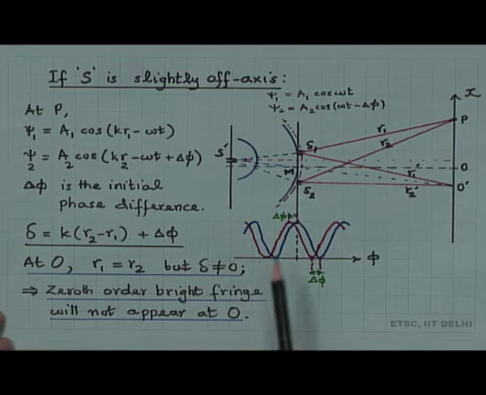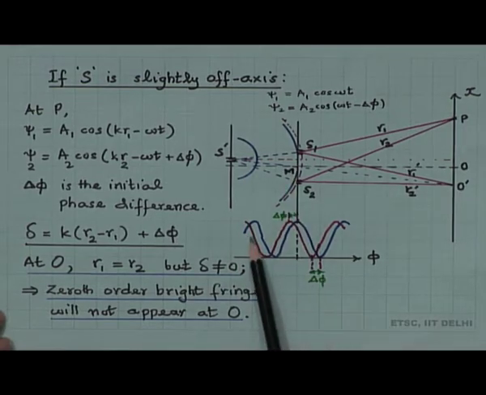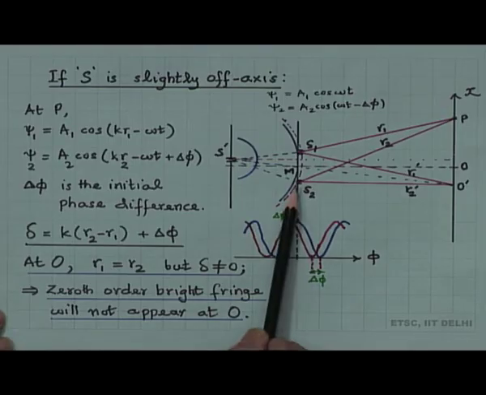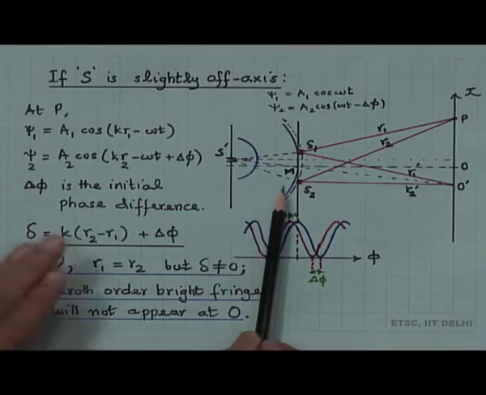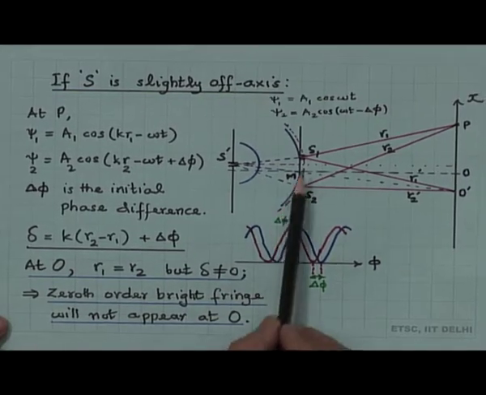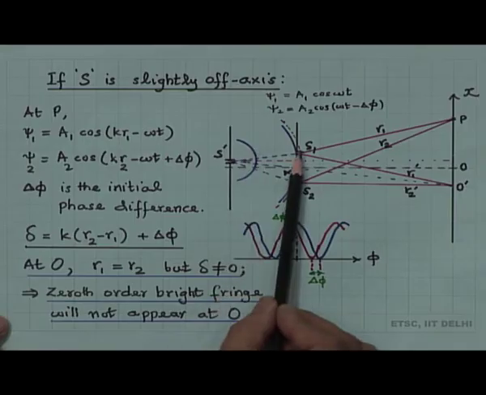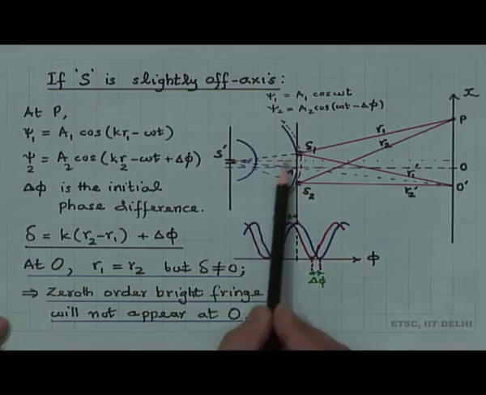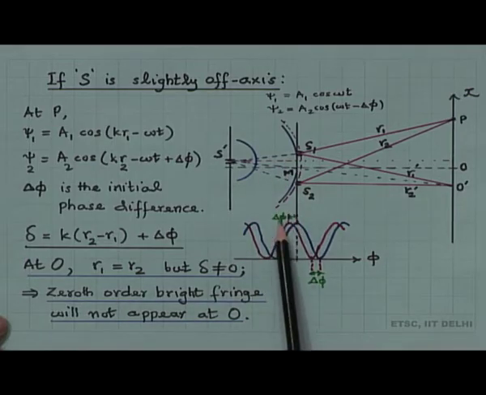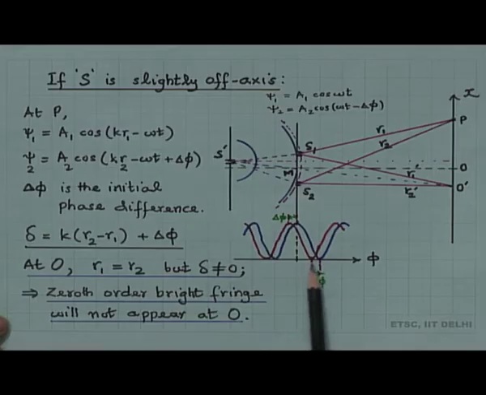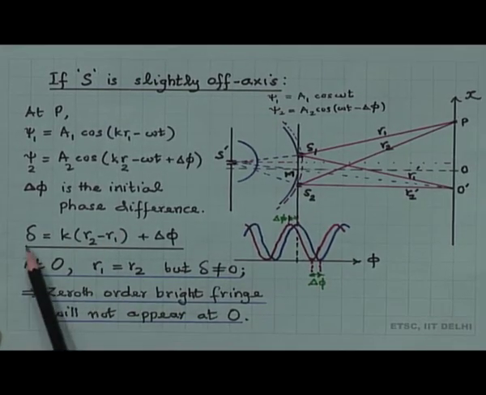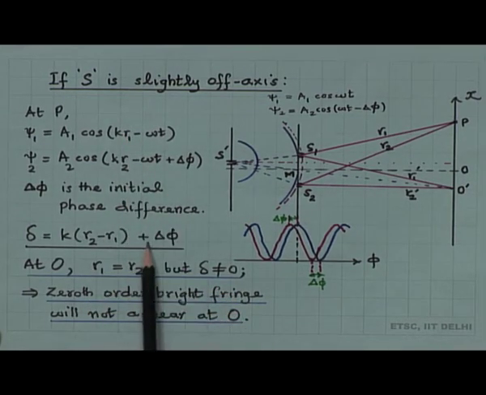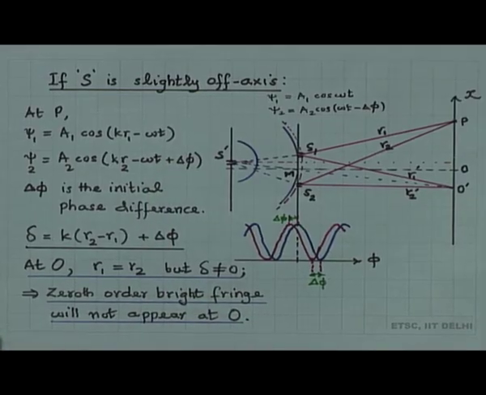It is also shown here in a different way. As we can see, at this point the blue wave front has reached, and the red wave front will come at a later time. Although I have shown it in front, blue has passed by and the red wave front has reached here, and therefore the red wave front is behind the blue one, and there is a phase lag of delta phi. The phase lag is the same delta phi here, and therefore the net phase difference is now not just k r2 minus k r1, but also there is a phase difference of delta phi.